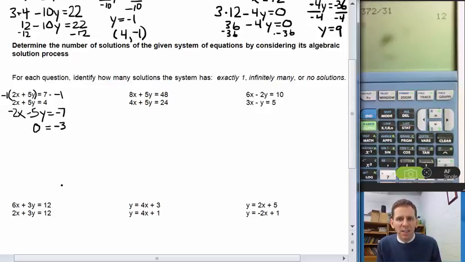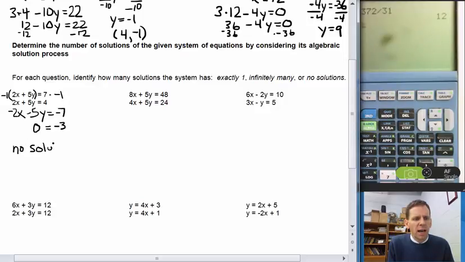If you get a nonsense math statement like this, 0 equals -3, 0 doesn't equal -3, what we say is that there's no solution. If you get a nonsense answer where you get two things that aren't equal to each other, it kind of means that our math has failed and we can't possibly get a solution.